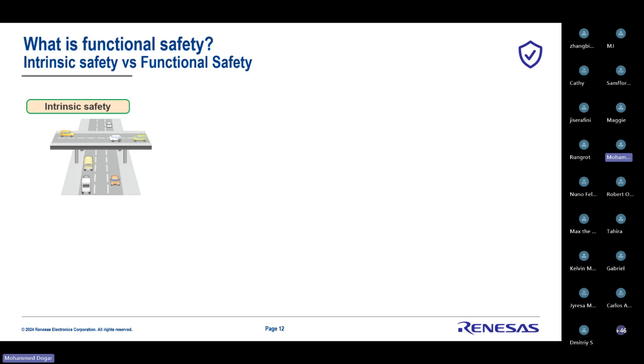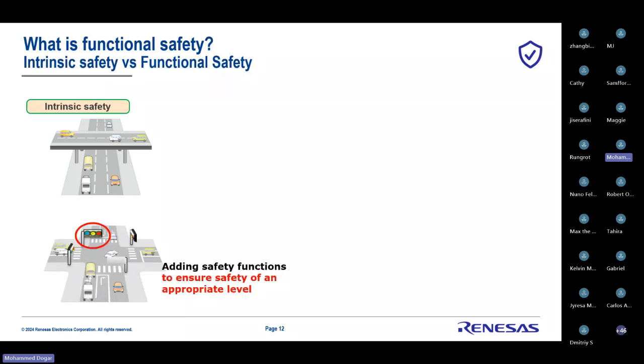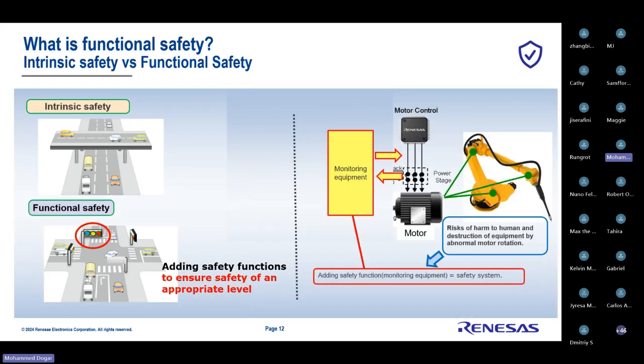When it comes to real system-level security, functional safety in industrial applications or even others, what we basically say is adding a safety function to ensure safety at an appropriate level. Think about a junction on a busy road where a traffic light is acting as that safety function. If you apply this analogy to the industrial space, think about this.